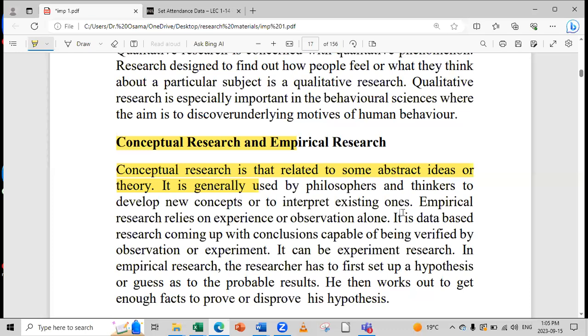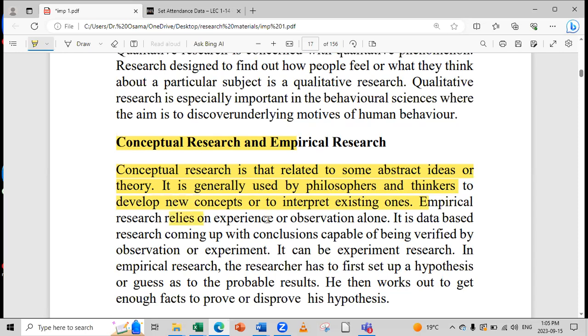Conceptual research is research that is related to some abstract ideas or theory. It is generally used by philosophers and thinkers, but not us in our field of study, no. It is used to develop new concepts or to interpret existing ones. But meanwhile, we go now to the empirical research.